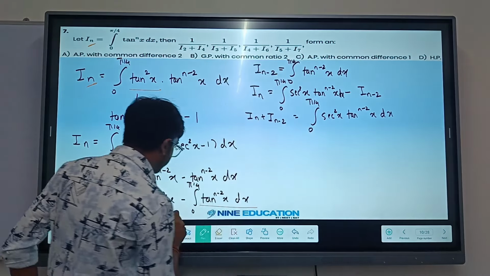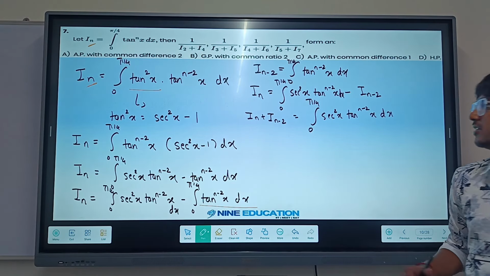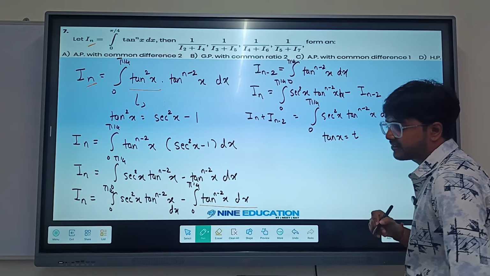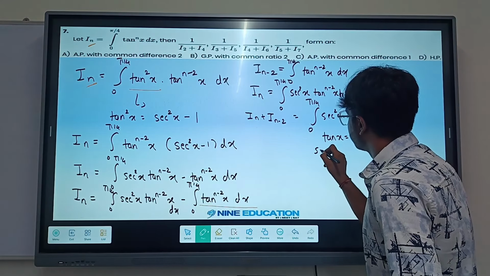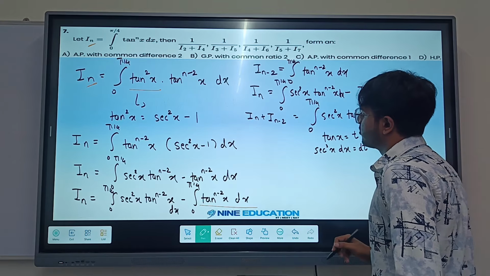Now let's simplify this integral value. How to find this integral value? We'll keep tan x as t. What is the differentiation of tan x? Secant square x. So secant square x dx would be dt. So what will I get?